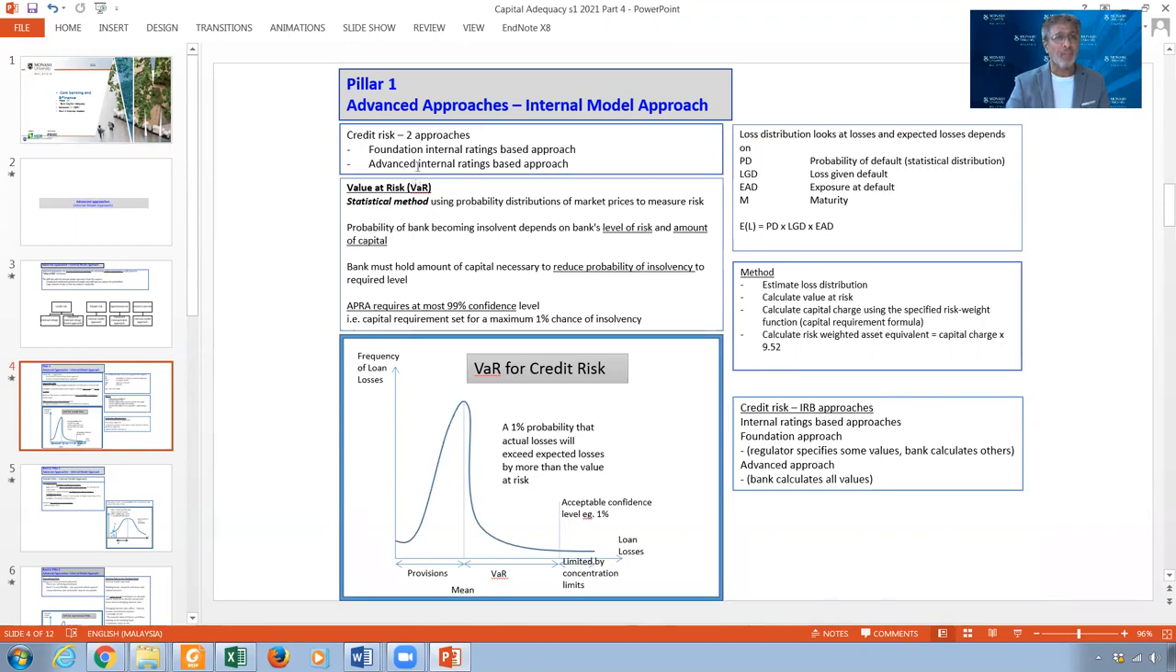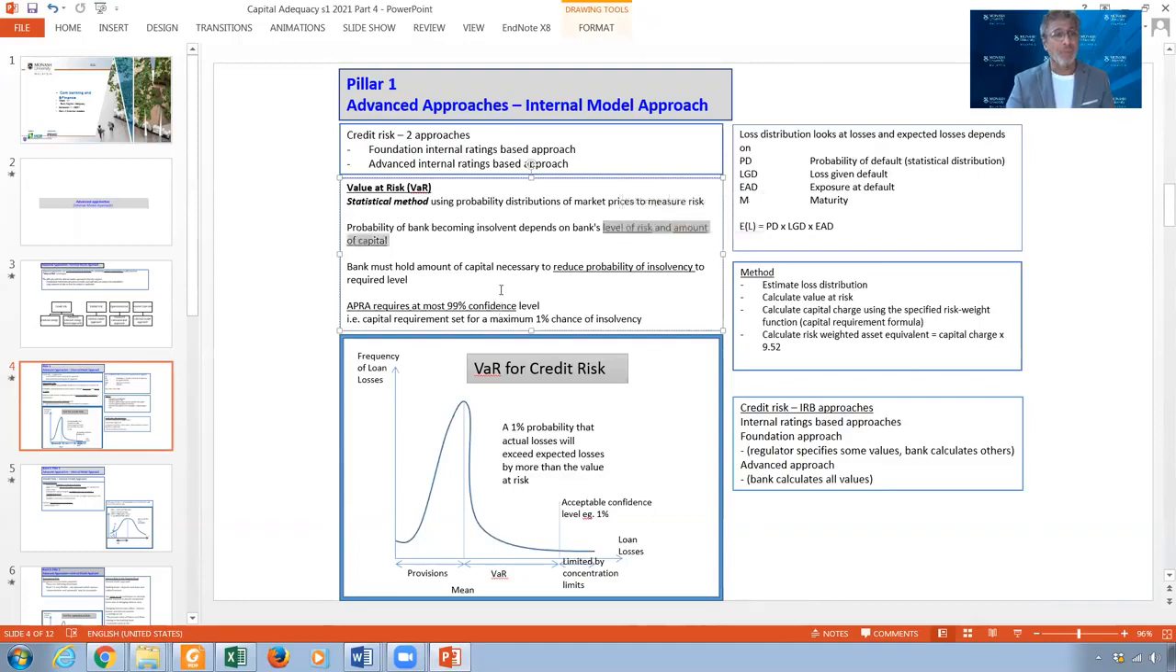So for credit risk there are two approaches here: a foundation internal rating based approach, where you have an internal rating instead of the rating by the rating agencies, and an advanced internal rating based approach. So the value at risk uses the probability distribution of market prices to measure the risk. The probability of a bank becoming insolvent depends on the bank's level of risk and the amount of capital.